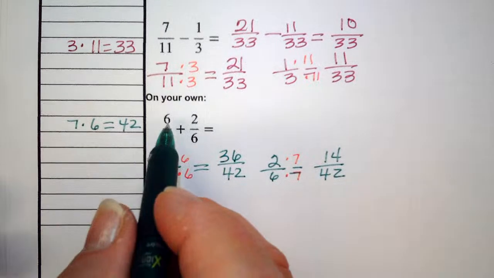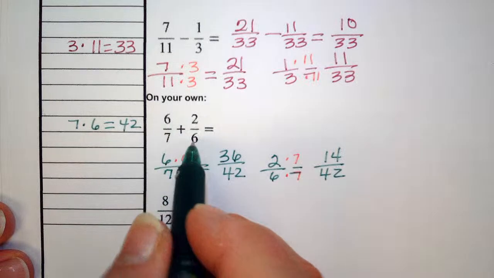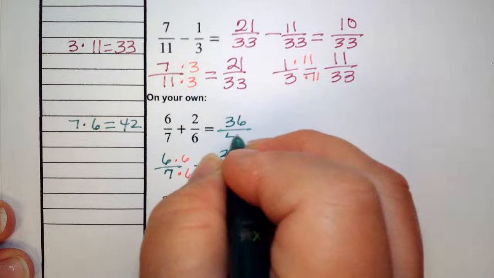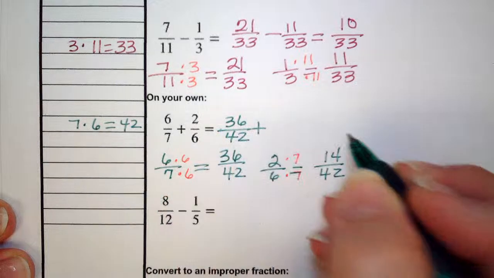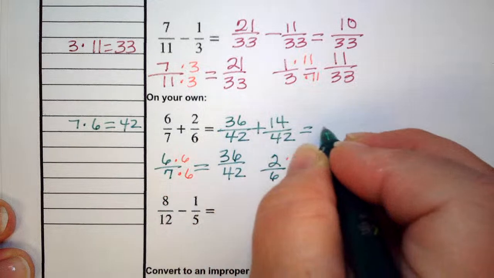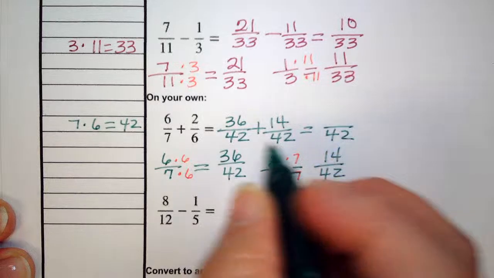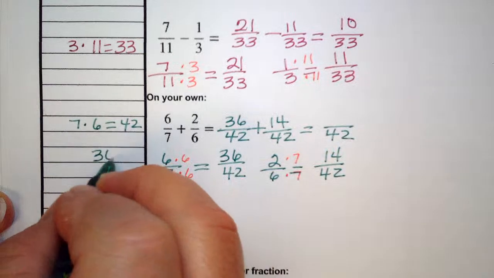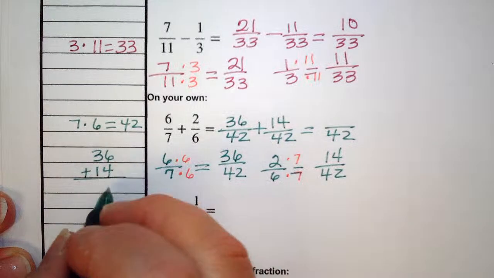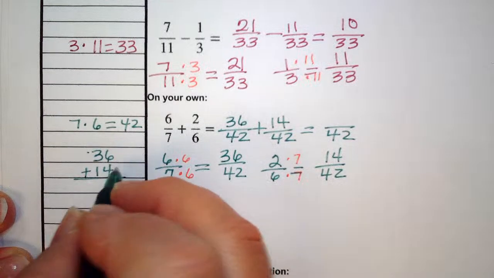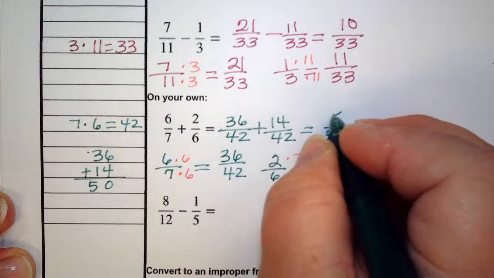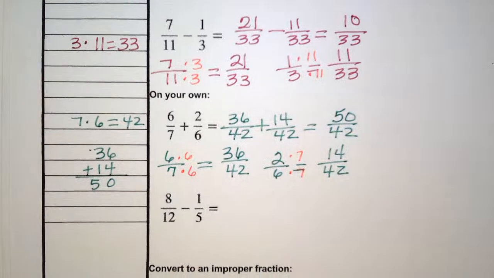So 6/7 plus 2/6 is equal to 36 over 42 plus 14 over 42. It's going to be all over 42 now. What is 36 plus 14? 6 plus 4 is 10, so 0, carry 1, so that's going 3, 4, 5. That's going to be 50 over 42.